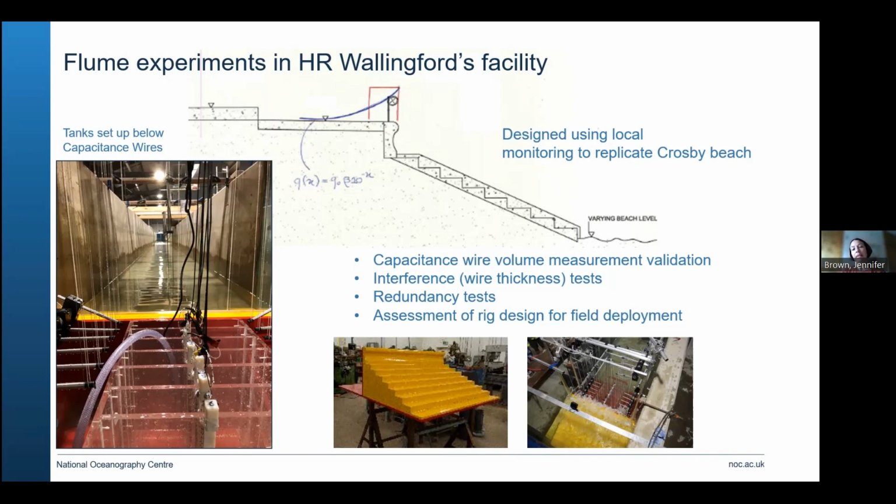We could also test things like wire thickness to understand issues that could occur at the beach. So at the beach, if debris is brought up through the system, there's the potential for a wire to snap. And this is why we have many wires. So if one is broken during a storm, the others still continue to collect data. So we have redundancy within the system. So within the flume, we could test different wire thicknesses and what would happen under different conditions.